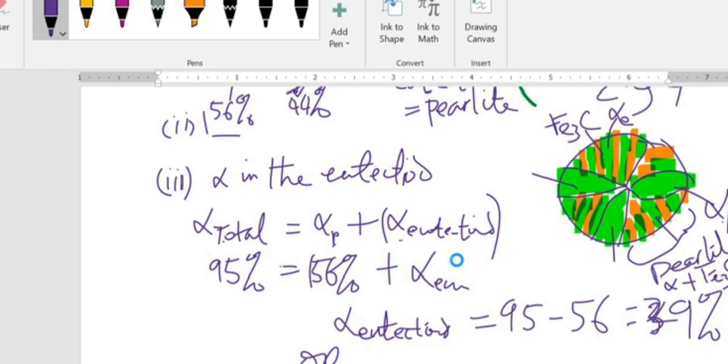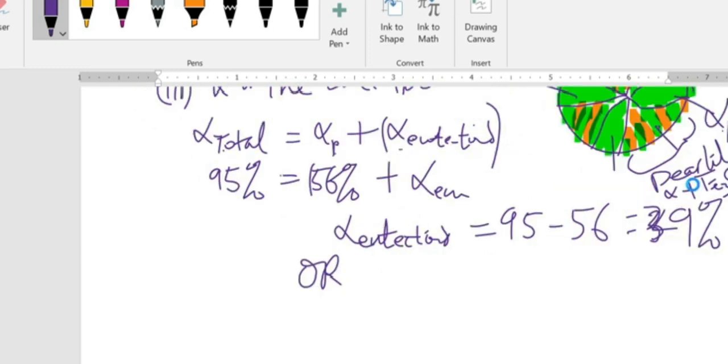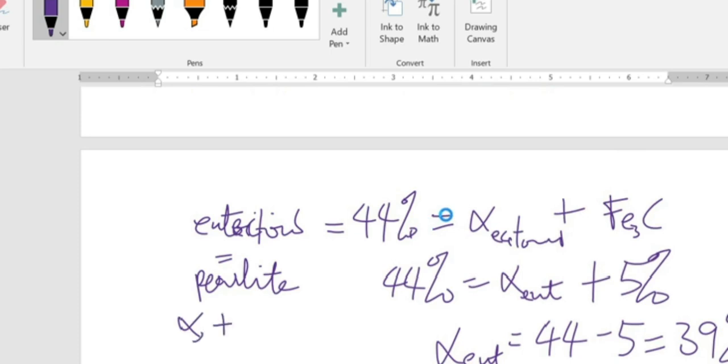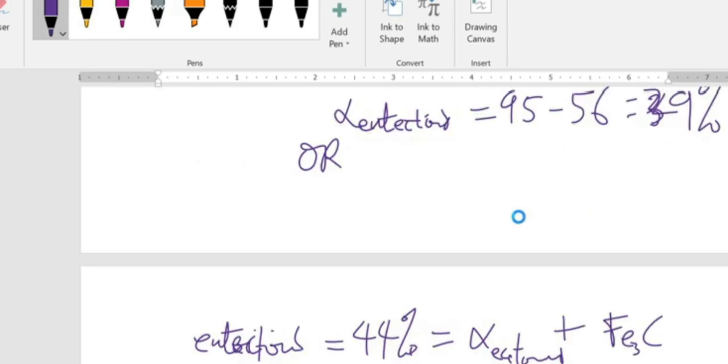Or the second way, since we know the second question will determine the total perlite. The total perlite is what? 44%, right? Perlite is equal to ferrite plus cementite, isn't it? Perlite is equal to eutectoid ferrite plus cementite. In the first question, we determined the total cementite, which is 5%, right? In the second question, we know the total perlite is 44%, and we know the cementite from the first question is only 5%. So we can determine the ferrite in the perlite. So we can do it two ways, 39%, and they give exactly the same.